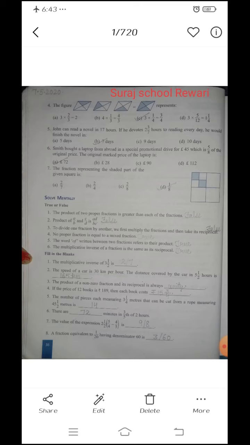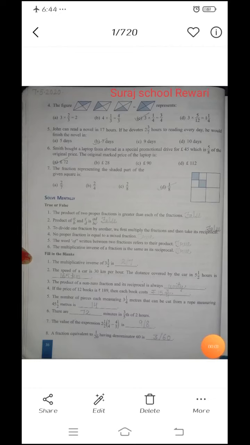Okay, seventh question: the fraction representing the shaded part of the given square is. Here a figure is given, and we have to find the shaded part. Firstly, we divide this figure into small equal parts. It means here 1, 2, 3, 4, here 16 parts, and 2 parts are shaded. 2 upon 16, that is 1 upon 8. So option D is correct.